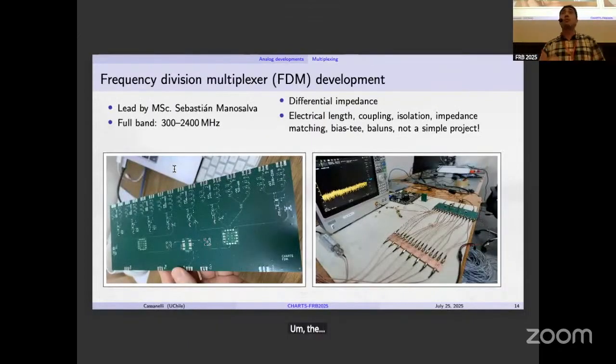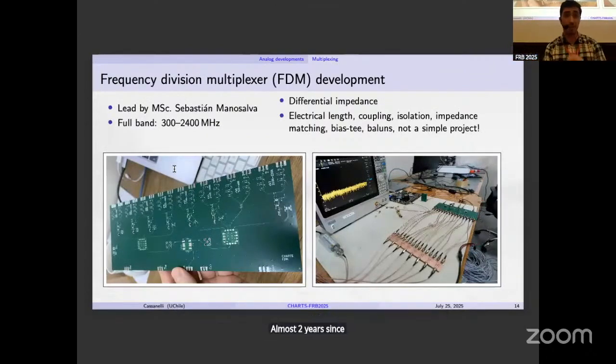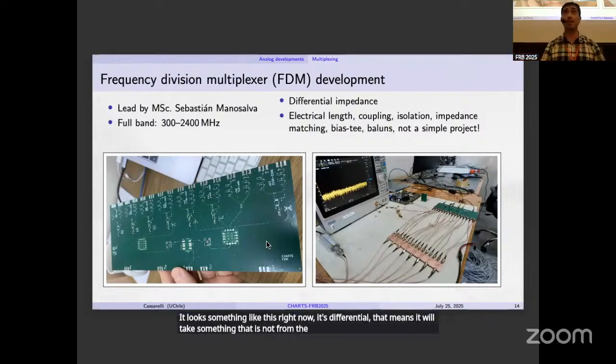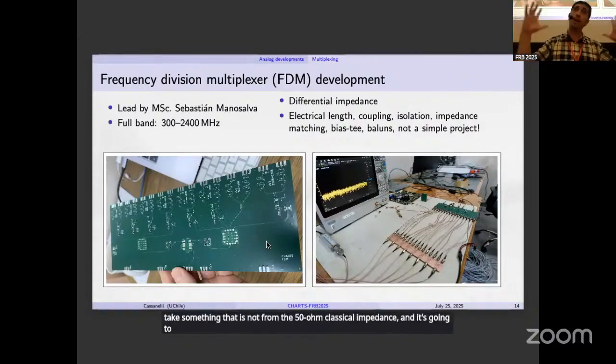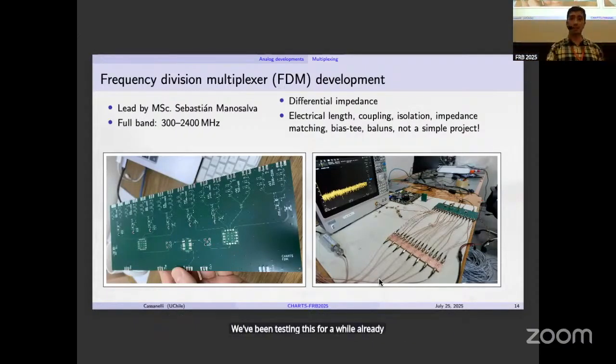This frequency division multiplexer is one of the things that took most of our time. It's been almost 2 years since my graduate student, Sebastian, who is about to graduate now, started. It looks something like this right now. It's differential. That means it will take something that is not from the 50 ohm classical impedance. And it's going to take these 8 antennas and combine them into a single one. We've been testing this for a while already. We're in the final iteration of it.